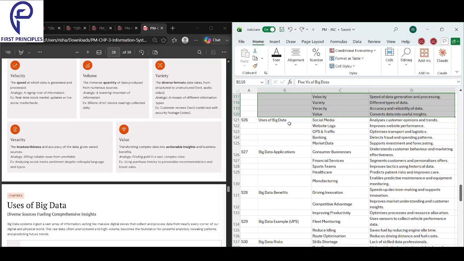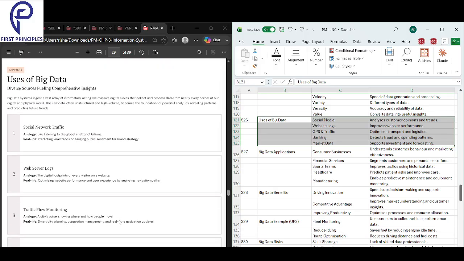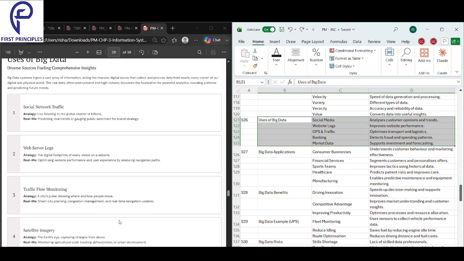All right. Next is use of big data. Now, what are the uses of big data here? Okay. Analyze customer opinions and trends. Okay. Analyze the customer opinions and trends. Social media. What are the uses of big data? Right. Big data, diverse sources. Big data comes from diverse sources here.